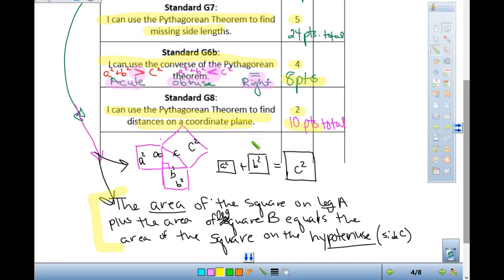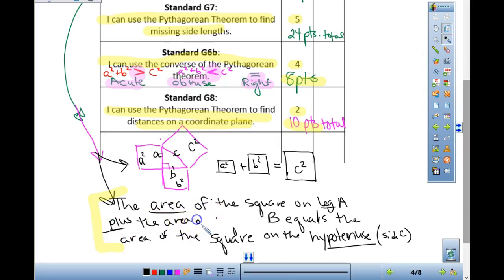The area, right, that's what we're talking about, of the square of leg A, plus the area of the square of leg B, is going to be equal to the area of the square of the hypotenuse. So this is an area. We are talking about the area equaling this last area.